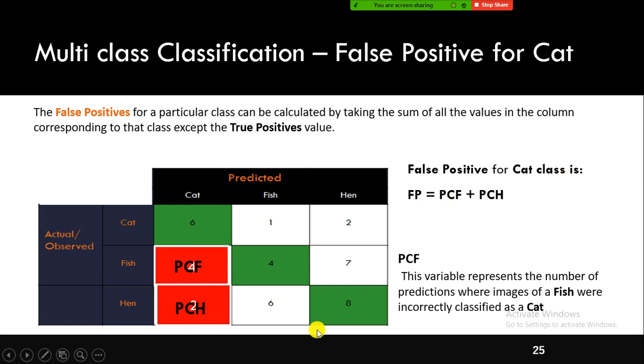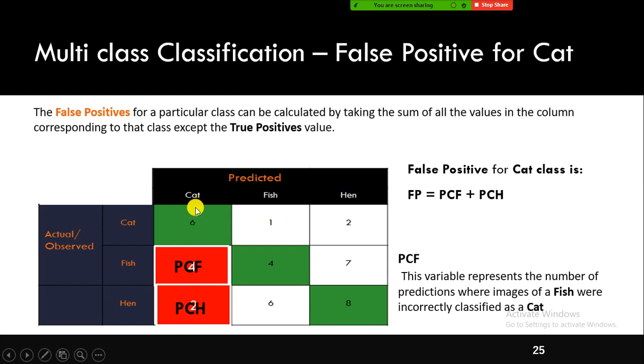The rows are my actual values. The columns are my predicted values, the model's predicted values. So we see false positive with respect to the cat class. This row is for cat, these are the actual values, and this column is the predicted value for cat. The model's predicted value for the cat.